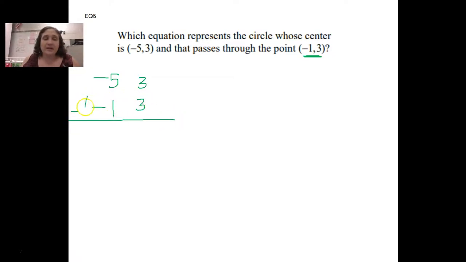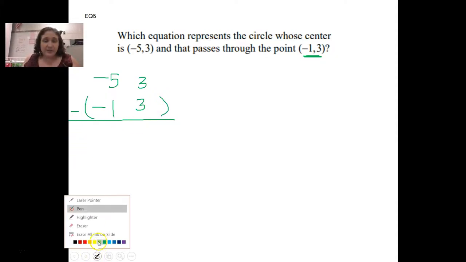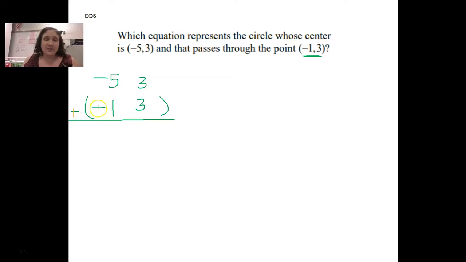All right, now it says which equation represents the circle whose center is negative 5, 3 and passes through that point. Because it passes through that point, we know it's on the circle. So we can actually just use a distance formula to get the radius. So I've got negative 5, positive 3, negative 1, positive 3. And again, I'm just using my ERIC hack. So we put one on top of the other. Next step is we change the signs. This becomes positive, this becomes positive, this becomes negative.